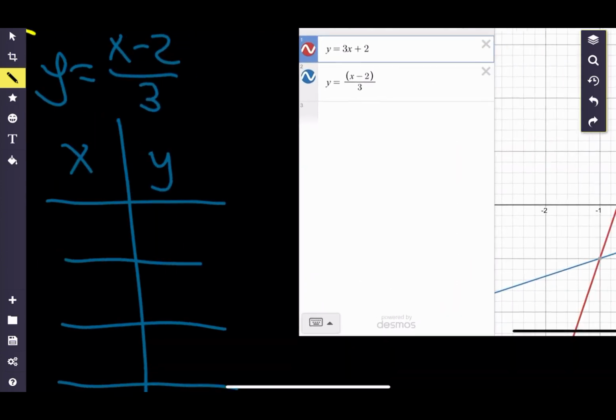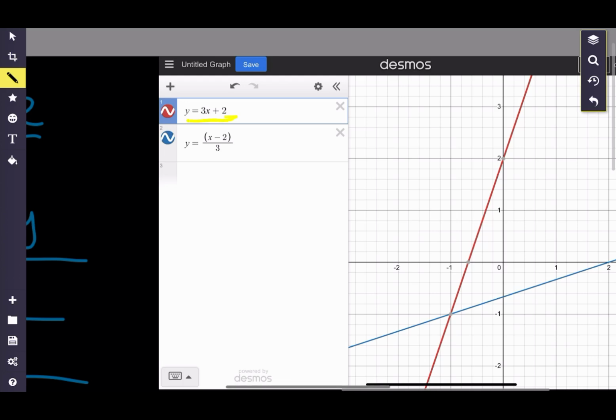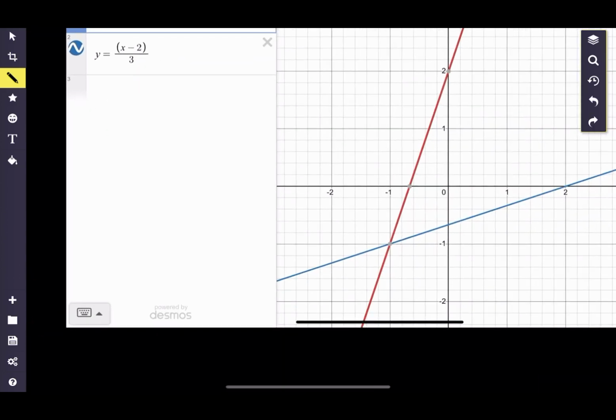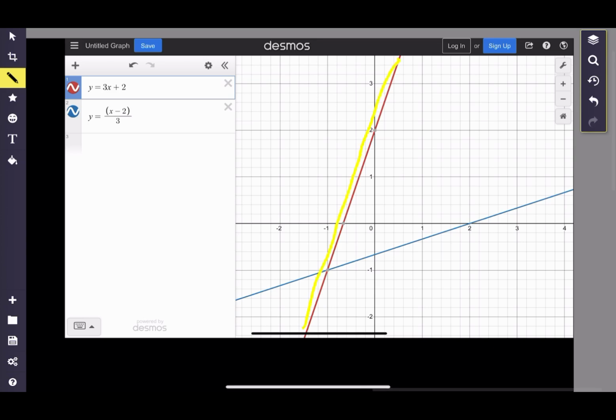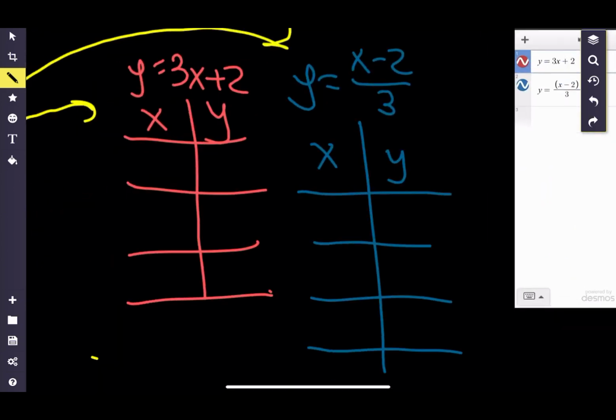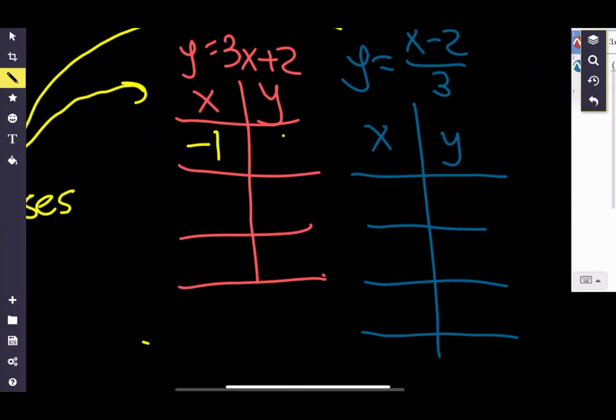Let's look at the graph of y equals 3x plus 2, which is this graph right over here. So what do you notice? It's this red line right over here. Well, when our x value is equal to -1, our y value is equal to -1. So let's write that down. Our x value is equal to -1, our y value is equal to -1.